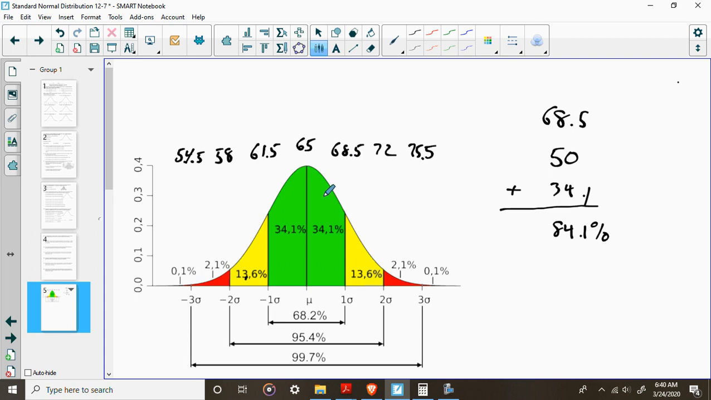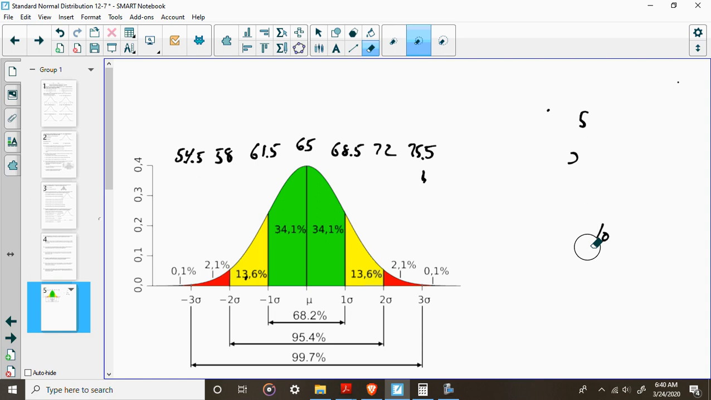Again, if I said how many women are right here, greater than 75.5 inches. Your temptation is just to say, well, is this 0.1% out here? Or even go a step further and say, well, I know it's 0.1% plus that other 0.1% that was mentioned earlier. If you're dealing with these specific numbers, that's kind of okay.